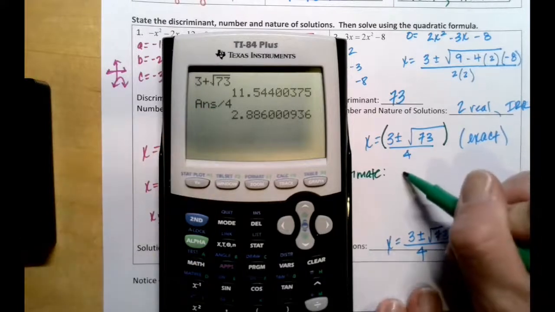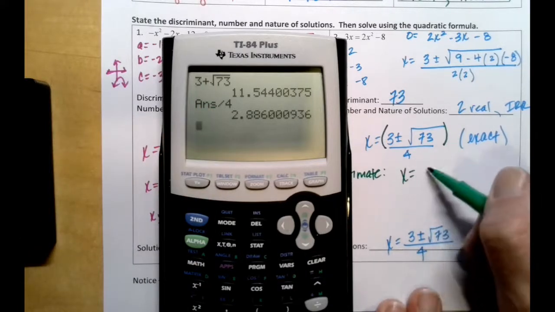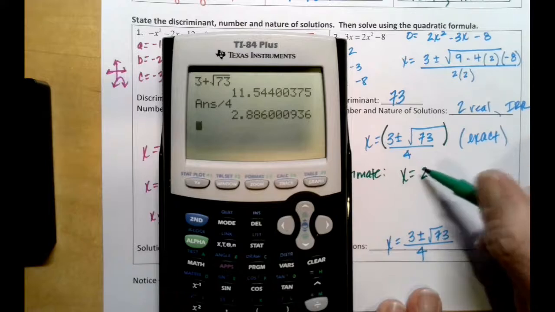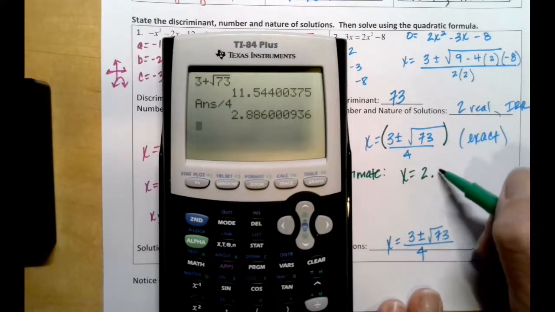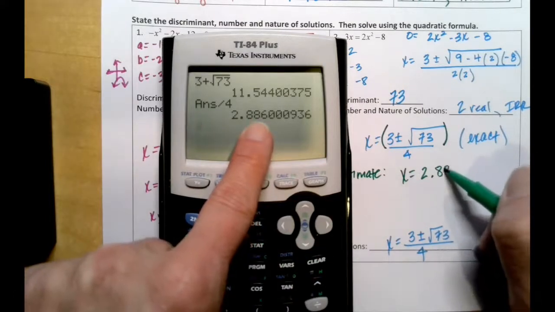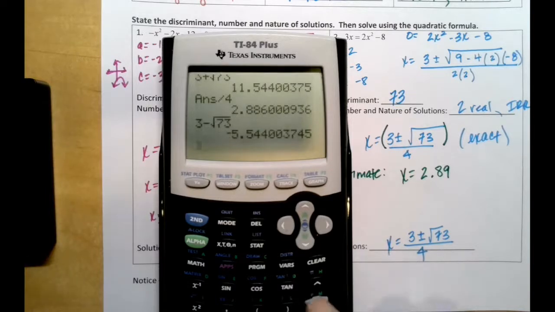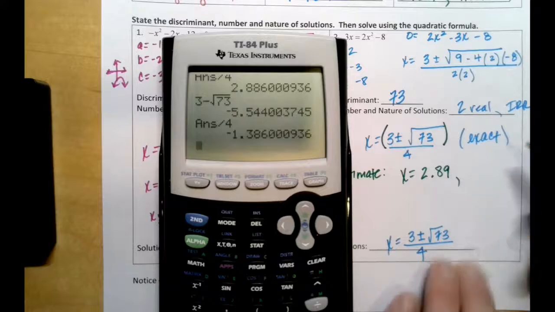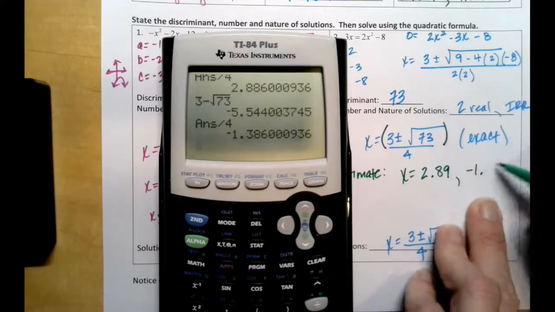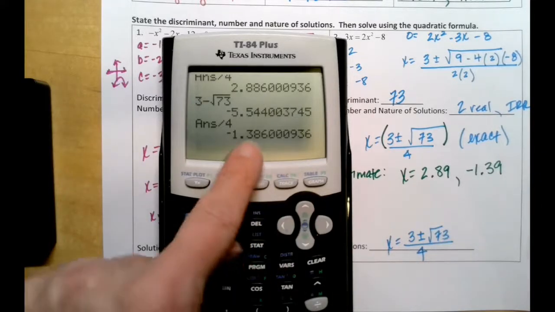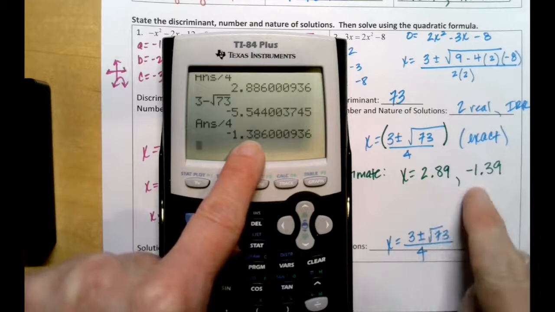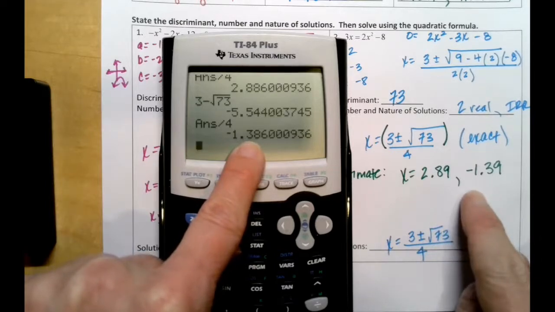So my first answer is x equal to 3 plus the square root of 73, all over 4, which is about 2.89 when I round. Then I'm going to do 3 minus the square root of 73, divide that by 4. And then I have negative 1.39 when I round. So my estimated roots are here.